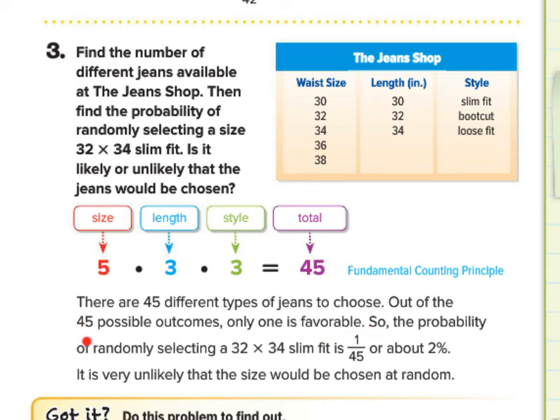So the probability of randomly selecting 32 by 34 slim fit is 1 in 45, or about 2%. It is very unlikely that the size will be chosen at random. I wouldn't say very unlikely, but I would say it is unlikely. Oh no, sorry, about 2%. Yes, it is very unlikely, almost extremely unlikely.